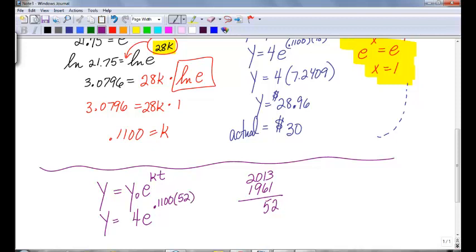So if we take the k, and we're rounding that because I didn't store that, I should have stored that value, times 52, and then e to that power, and then take it times 4.